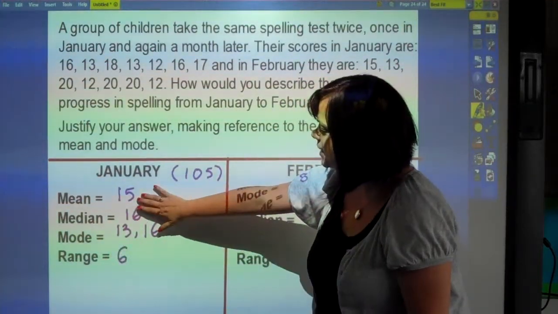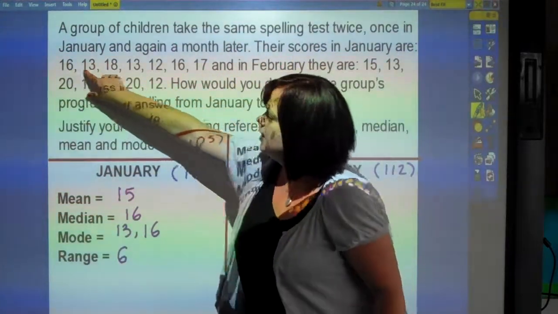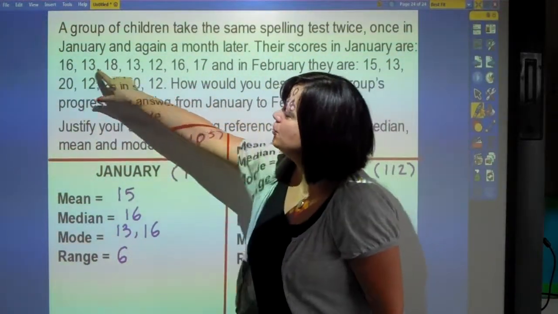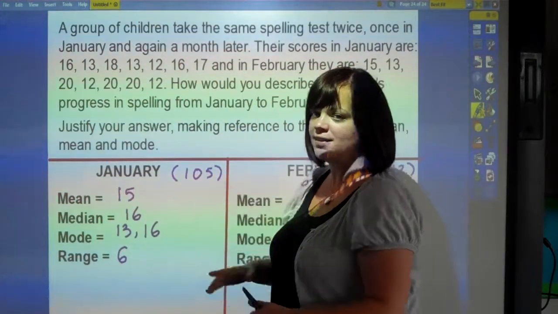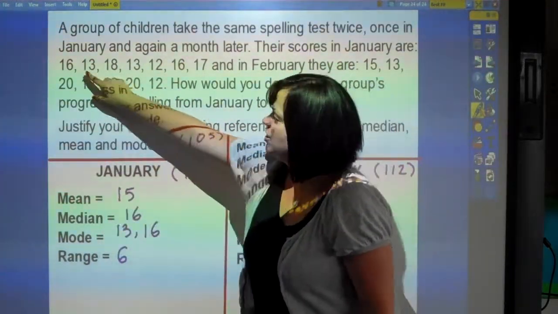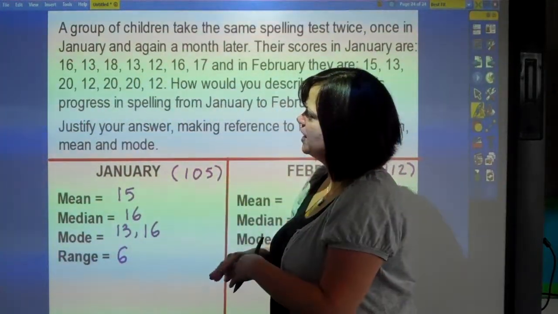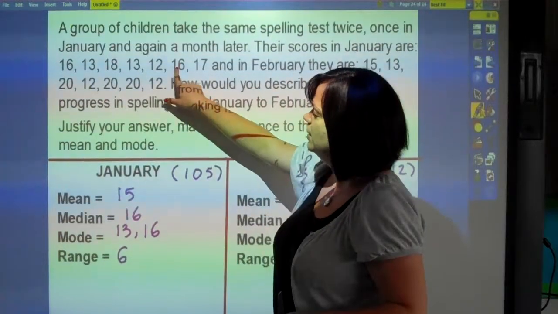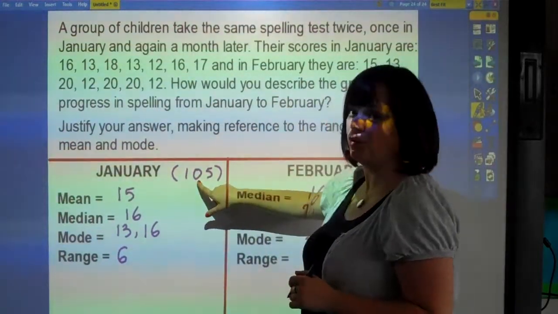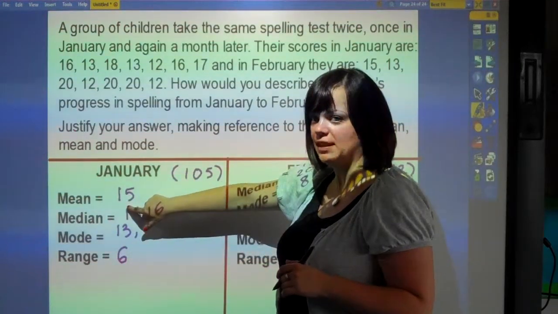To find the mean, what you have to do, let's look at January, which are these numbers here. You have to add them all up and divide them between how many there are. So to find the mean, you add up all the numbers in the set of data and you divide them between how many there are. There's 7 here. So I added them all up and it made 105. 105 divided by 7 was 15, so that's the mean for January.